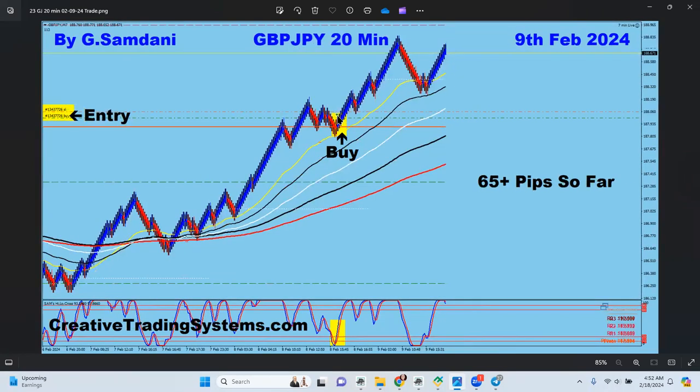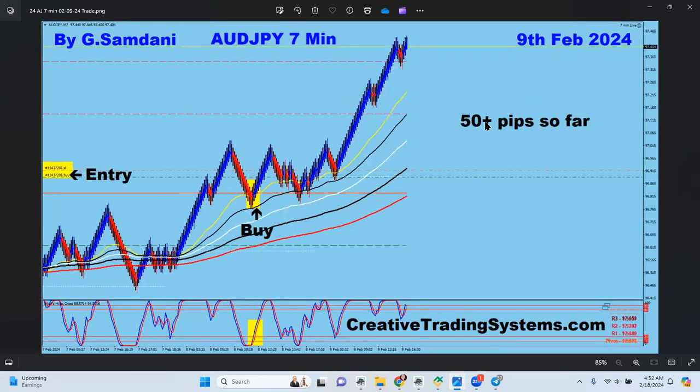GBP/JPY long, the arrow is there. So this is also opened by the live robot here, the EA, expert advisor. 65 pips here on the 9th, and on the 9th, AUD/JPY as well. Again, this was opened manually, for 50 pips.